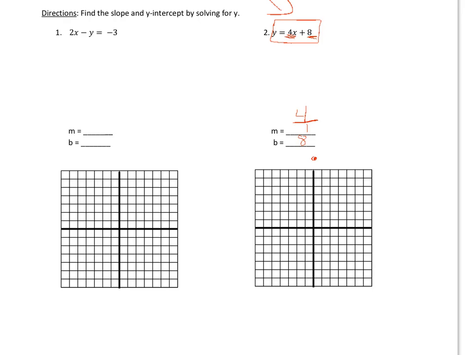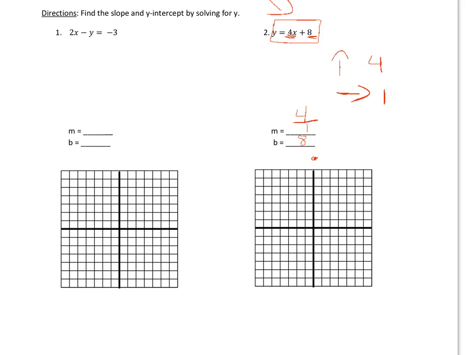Now this is good practice. The slope is 4 over 1. So remember, if I have 4 over 1, that means I'm going up 4 to the right 1. But you see, if I keep doing that, like if I start here and I go up 4 to the right 1, I'm still off the chart. So let's go the other direction. Let's go down 4 to the left 1.